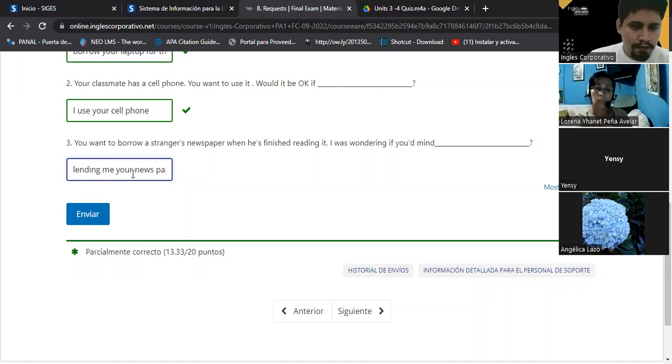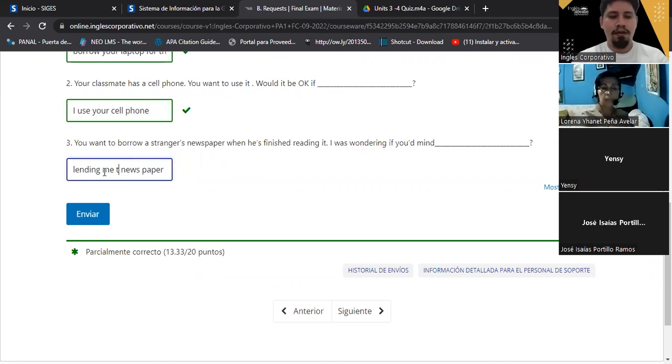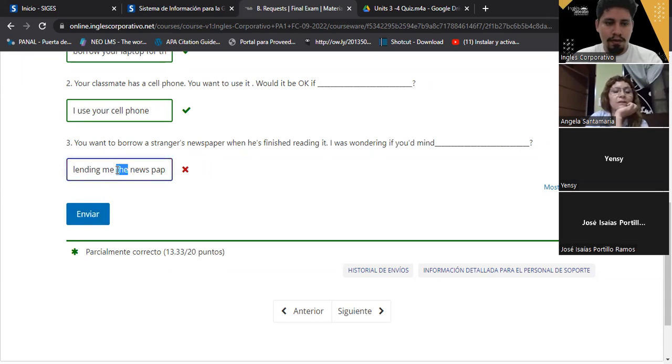Is something wrong here? Okay, any of you have any other option? Lending me the newspaper? Yes. Let's try. Lending me your newspaper. There is a space there, teacher, in newspaper. Where? What is that space? Oh, after news, separated. Yes, that's right. I got it now. My apologies for that mistake. I didn't see that space there. Okay, there we have, yes, it's correct.